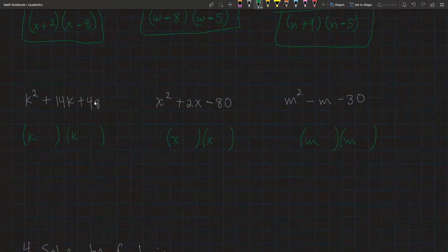It has a product of 48 and a sum of positive 14. Both of these being positive tells you right away that both of those numbers are positive. And I'm thinking something like 6 and 8. And hopefully you check it. 6 times 8 is 48, and 6 plus 8 is 14. That one is done. Next one has a product of negative 80 and a sum of positive 2.